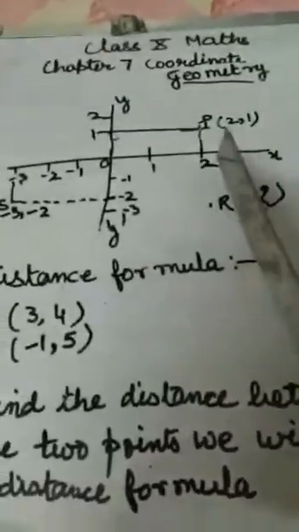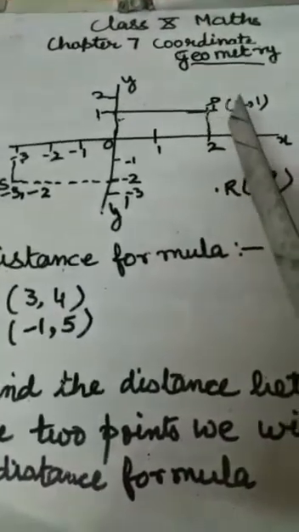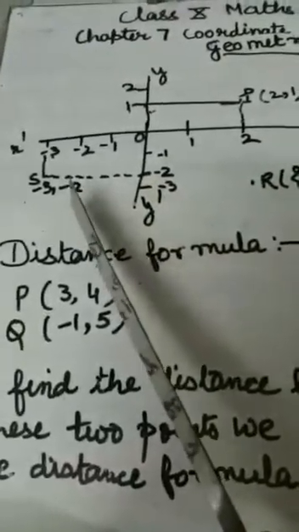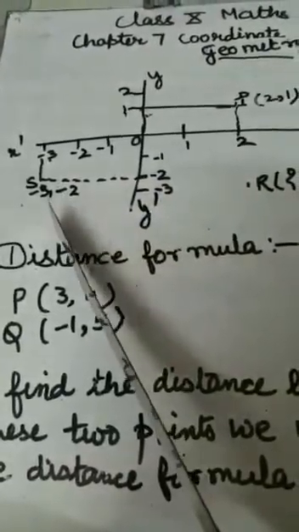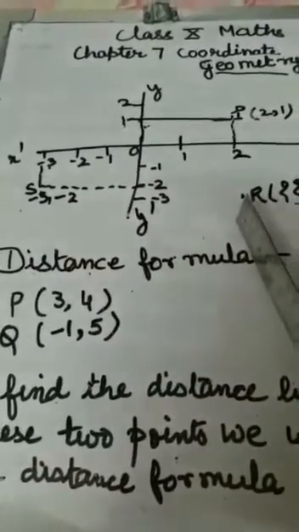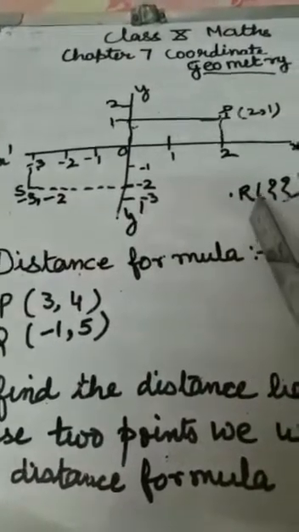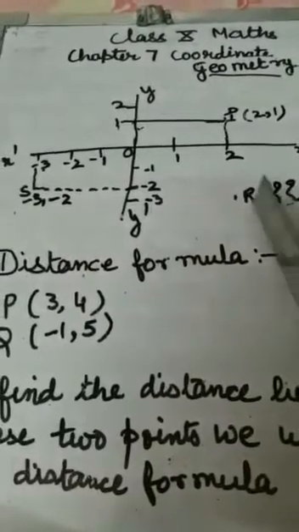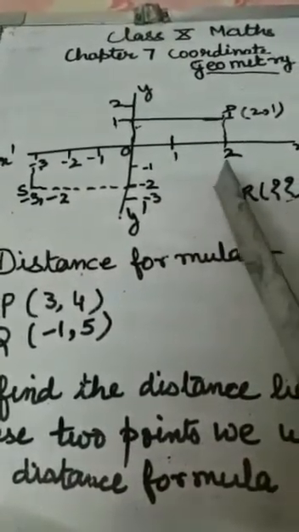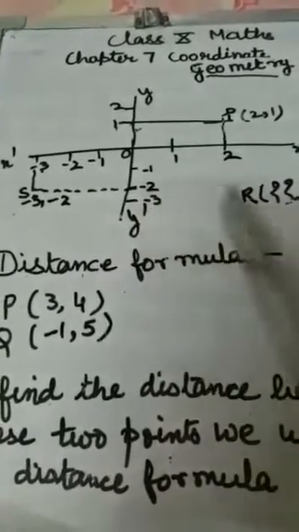Suppose any point P is given in the first quadrant whose coordinates are (2, 1), S is the point in the third quadrant whose coordinates are (-3, -2), and R is the point in the fourth quadrant whose coordinates are not given, a question mark is there. Then you have to find the coordinates of R. The coordinates of R will be (2, -3).